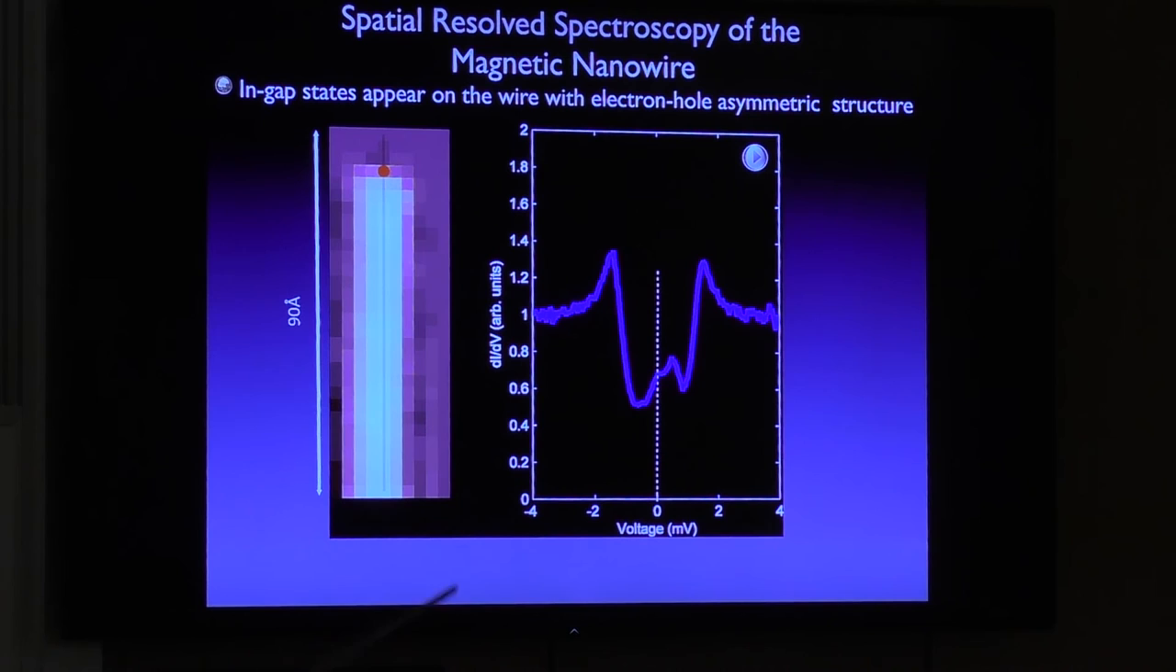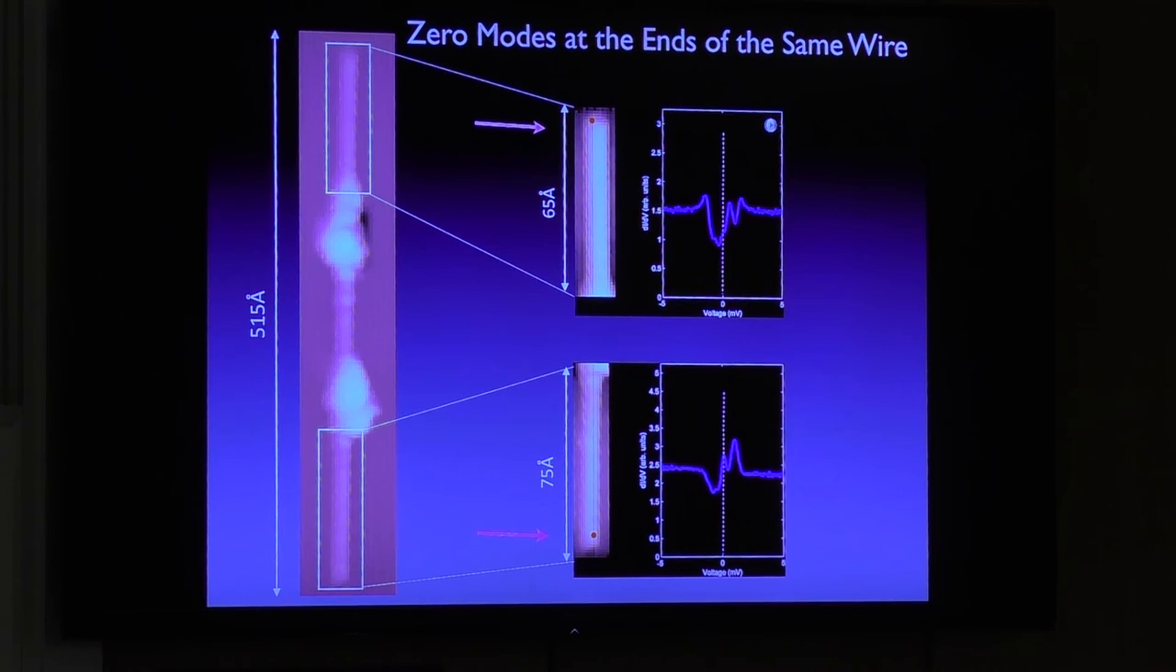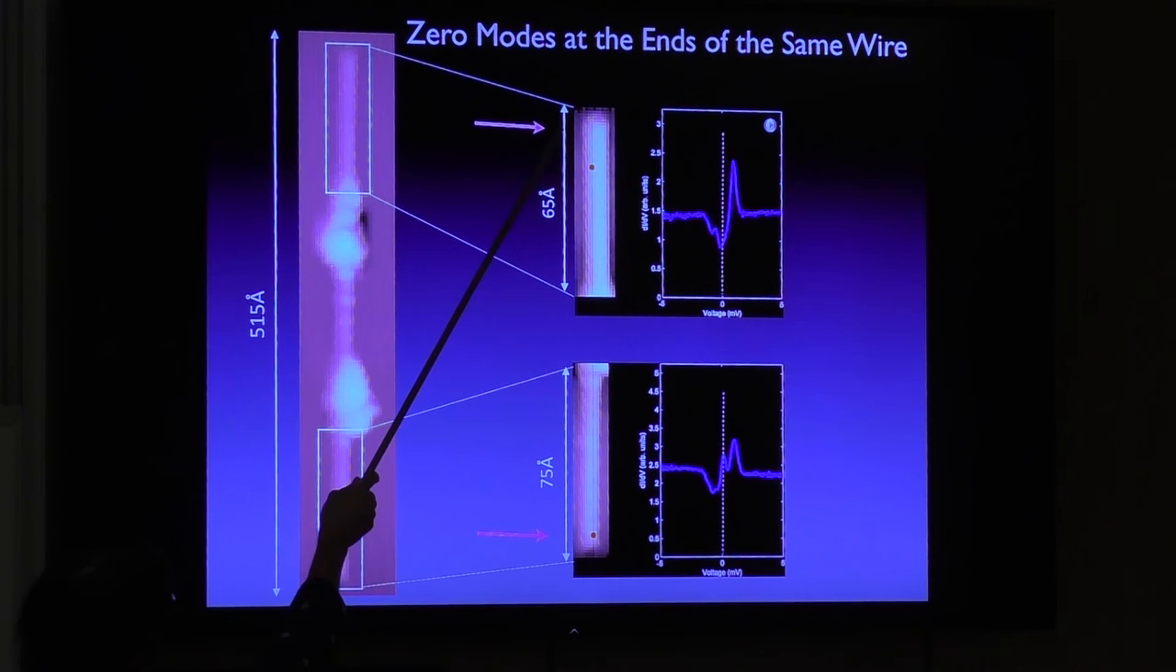Wow. Okay? You can clearly see the appearance of a zero bias signal as you cross the edge. Now, this is data taken from both sides. Okay, from one side you can clearly see as I go through the end that there's a zero bias peak, which just appears.